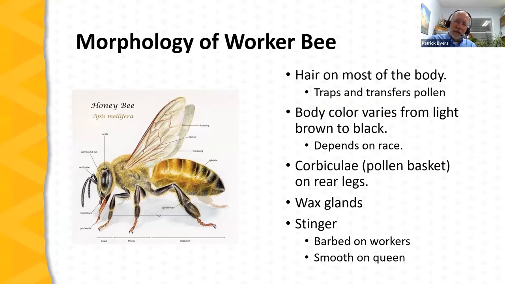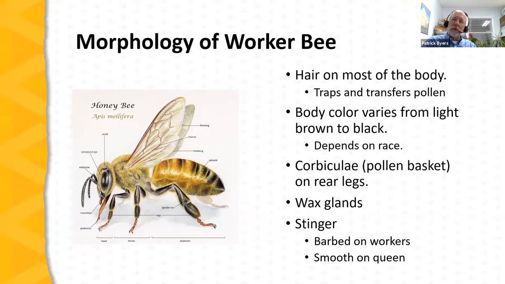We'll see a picture here in a moment that shows how effective the body of the bee is in trapping and transferring pollen. And once the pollen is collected on the bee's body, then the bee can actually groom that pollen and collect it in what's called the pollen basket, or the corbiculae. And this is found on their rear legs. The body color of the honeybee can vary depending upon its race. Some bees are nearly black. Others are golden or almost yellow in color.